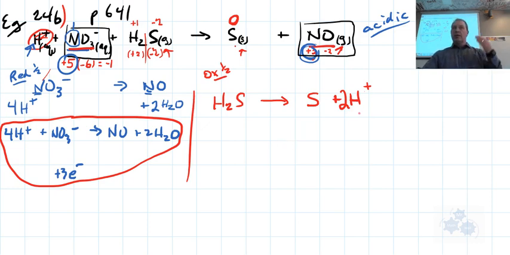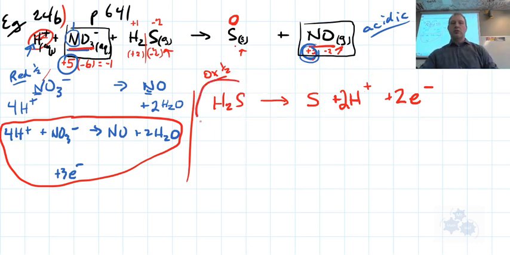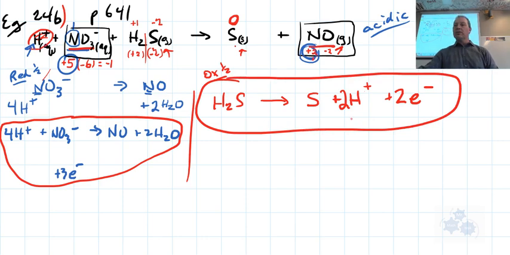Okay, so now it's electrons, right? It's oxygens, hydrogens, it's electrons now. So we have 2 plus charge over here, and we have a 0 charge over here. So I need to add 2 electrons over here. Okay? 2 electrons have to go over there. You good with that? So now this half is completely balanced. It's balanced with respect to atoms, right? The H's and the S's, they're all balanced. It's balanced with respect to charges and electrons, right?